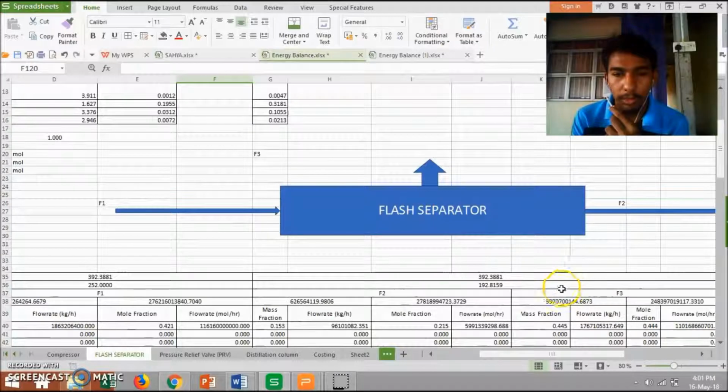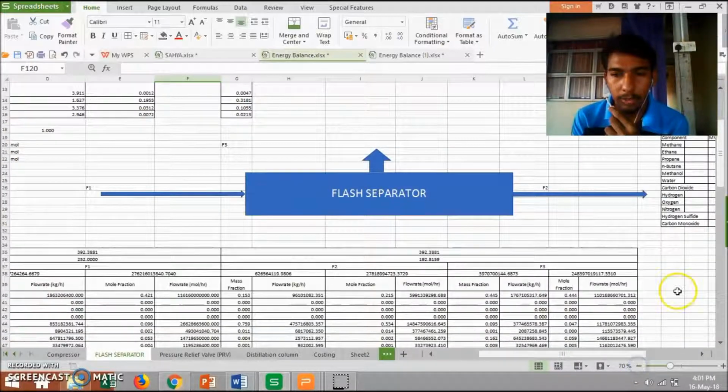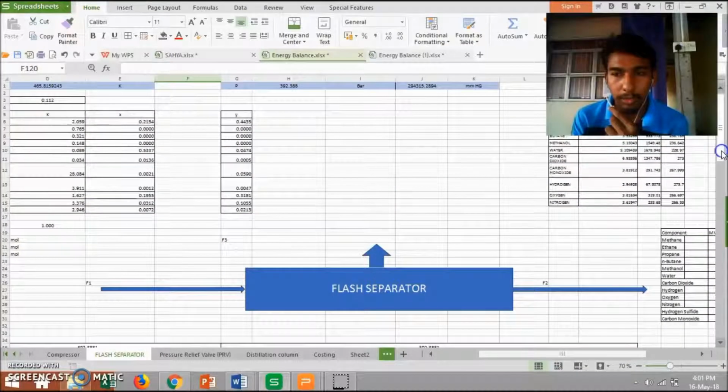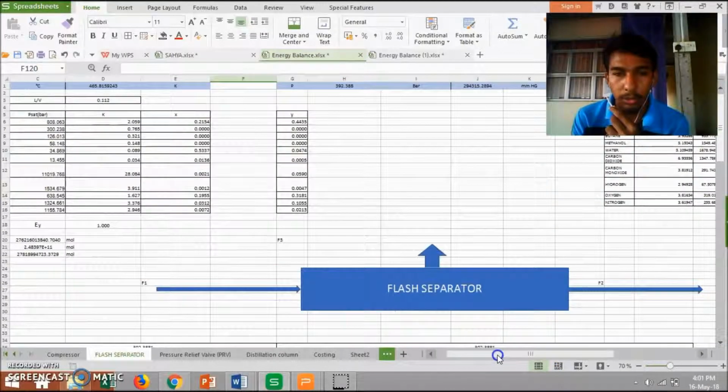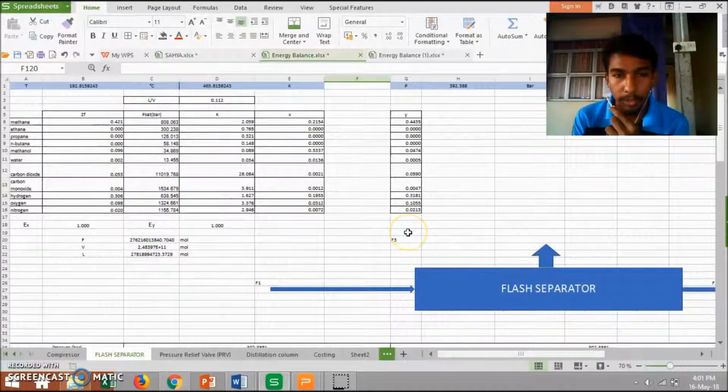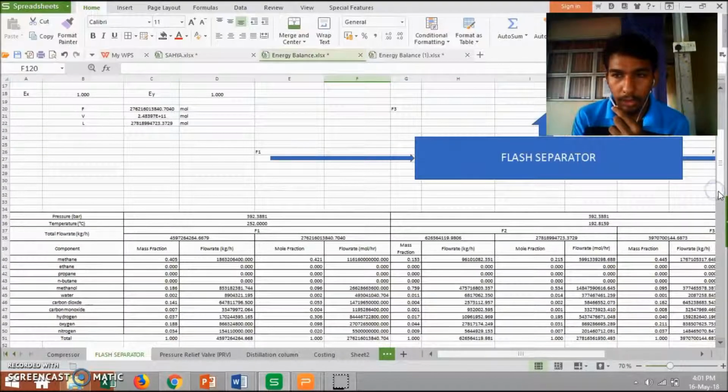Now in this case we change the temperature and pressure. We set the temperature and pressure in order for us to get the desired product and mole fraction for our product here. The temperature that we use in this case is 192 degrees Celsius, and the pressure we use is 392 bar. So we did the calculation for the energy balance for this case.